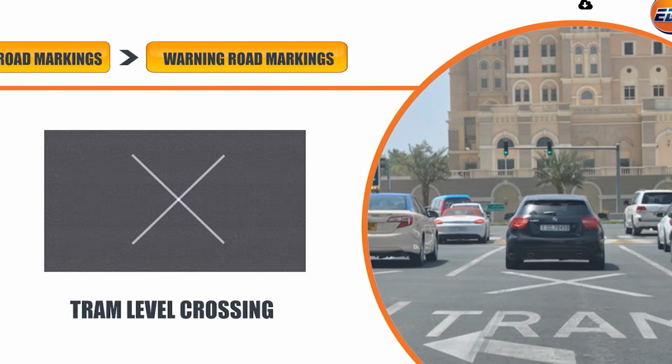Tram level crossing. Tram level crossing is marked with thick white lines making X shape mark on the lane. This marking is used to warn the motorists that their lane is about to cross the tram line. Motorists should proceed with care as the tram might be crossing after turning from the lane.